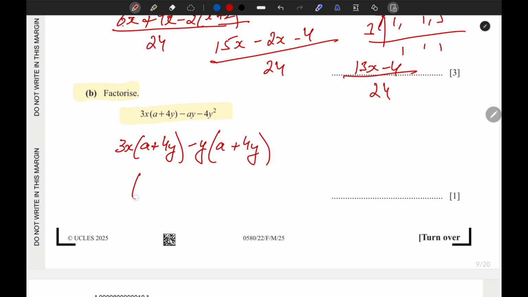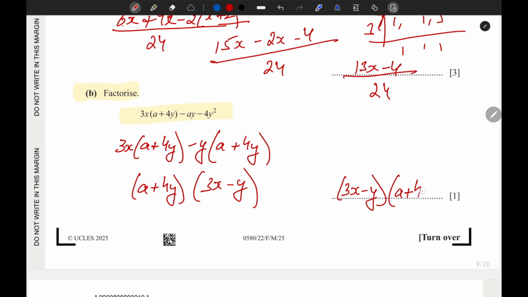Now from here you can take a plus 4y common. So this will be 3x minus y. So we have now factorized it. We can write it like 3x, writing the x and y term first, and then a plus 4y. A plus 4y, that's the final answer.